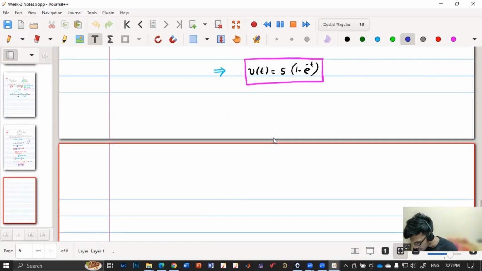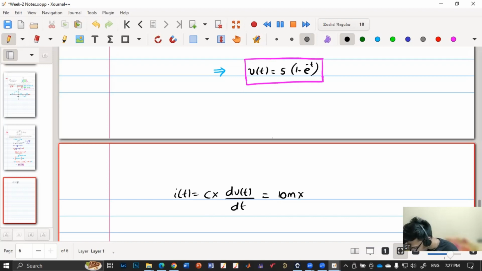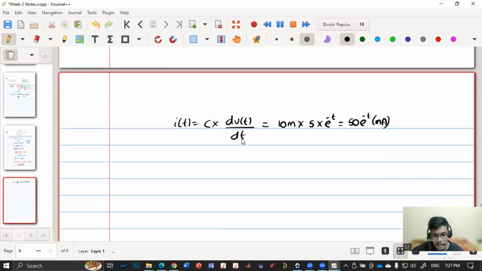Now I have asked what will be my i(t). My i(t) will be C dv/dt. C is 10 milli, so 10 milli into 5 into e to the power minus t. So it will be 50 e^(-t) milliampere, right? Do you agree? My i(t) is 50 e^(-t) milliampere. Yes, sir, we agree.